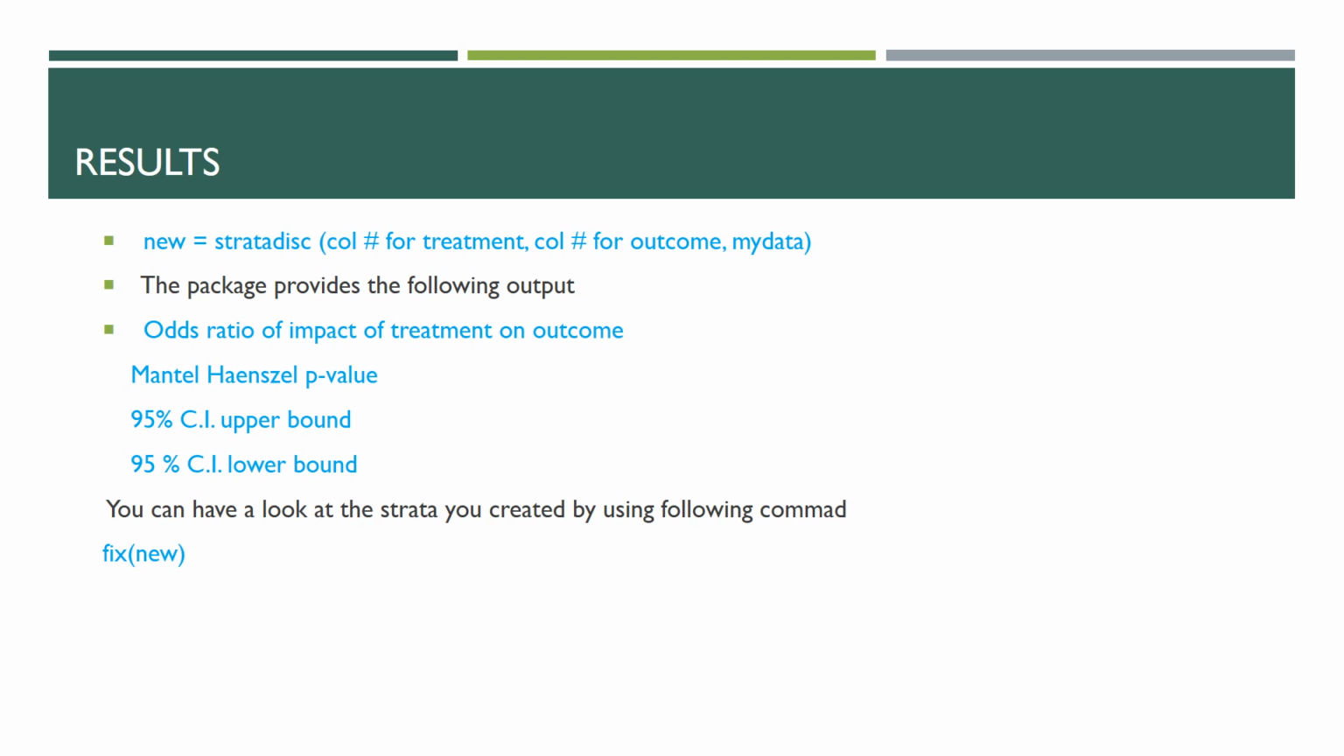There is a 95% confidence interval limit, the upper bound and the lower bound. These are the 95% confidence limits. You can also have a look at the strata you created by using the following command, which is fix parentheses name of your data and close parentheses.